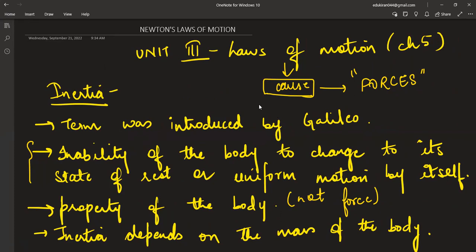A condition can be you are at rest. A condition can be you are in motion, right? So that is your state. So you have the tendency to remain in that state. For example, if I'm sitting right now, I have a tendency to remain in the sitting position only. If I am walking, I'll have a tendency to keep on walking.